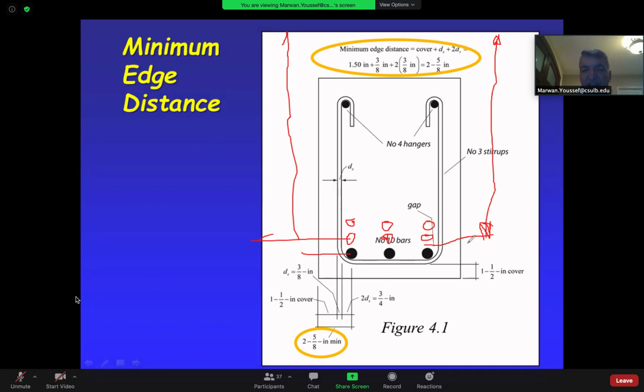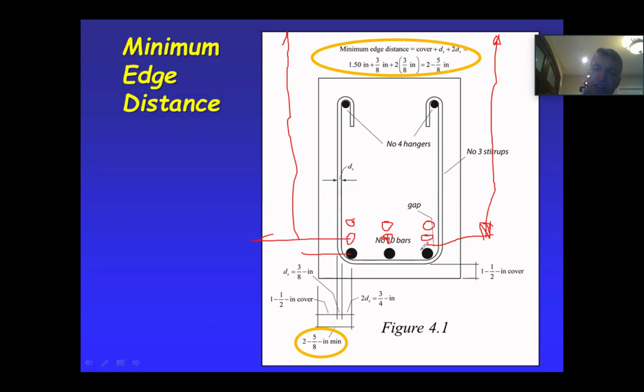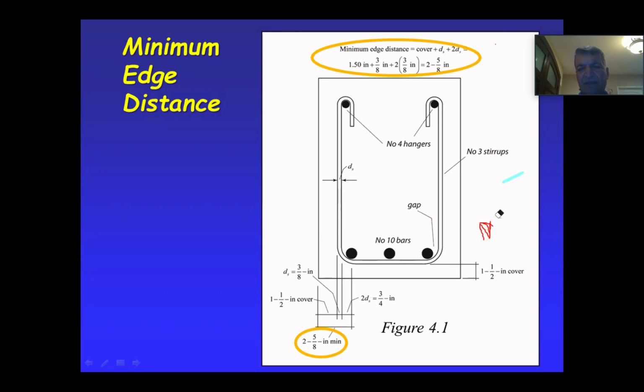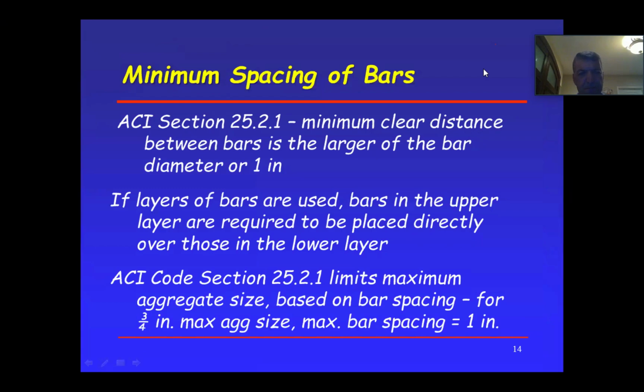Yes. So I'll repeat that. If you have 6 bars and you cannot put all 6 in one layer without violating the minimum spacing, which is the diameter of the bar or 1 inch, then you go to 2 layers. That'll give you a space to separate. All right. Any other questions? All right. Very good. Again, those are all practical things that you will see.